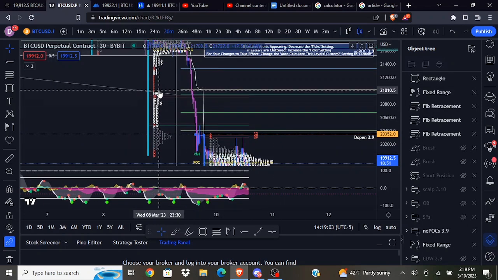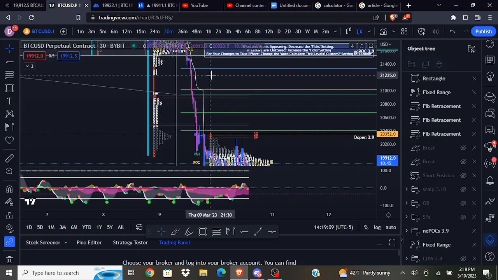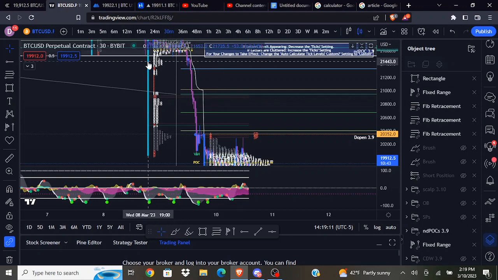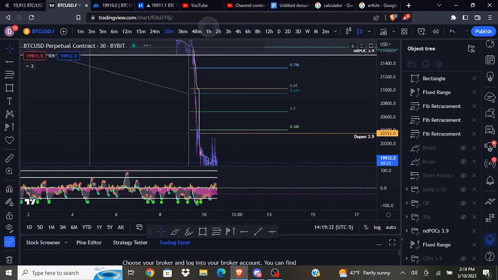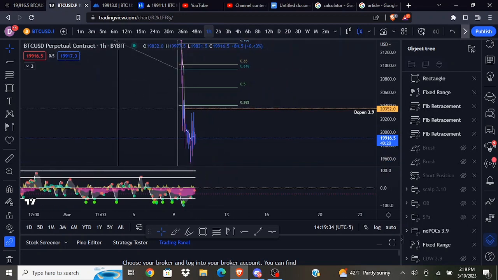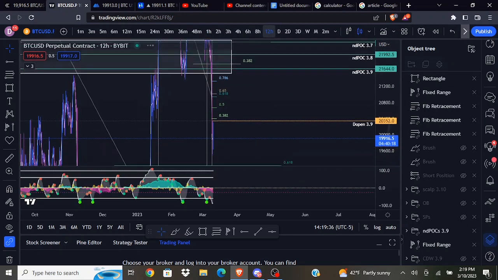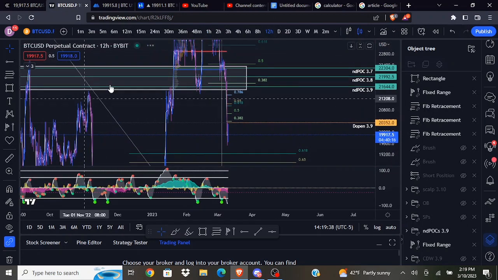So yeah, I don't know what's going on with that, but we also have single prints above that golden pocket that, maybe if we come up in between the 786 golden pocket, fill those, could look at that too. But that's more of a local idea, I'd say. So yeah, pretty much I would be focused on this area.